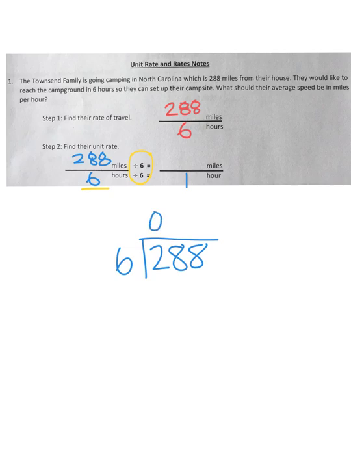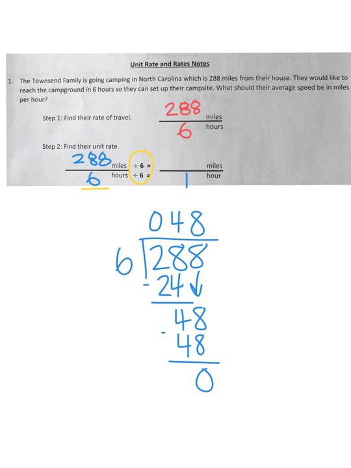So let's do this division. 6 can't go into 2, put a 0. 6 goes into 28 4 whole times. 4 times 6 is 24, so we'll subtract. Then we bring down our 8, and 6 goes into 48, 8 whole times, because 8 times 6 is 48. So our new numerator is 48 miles. So we just found our unit rate, and what that tells us is they can go 48 miles per hour. And that's our final answer.